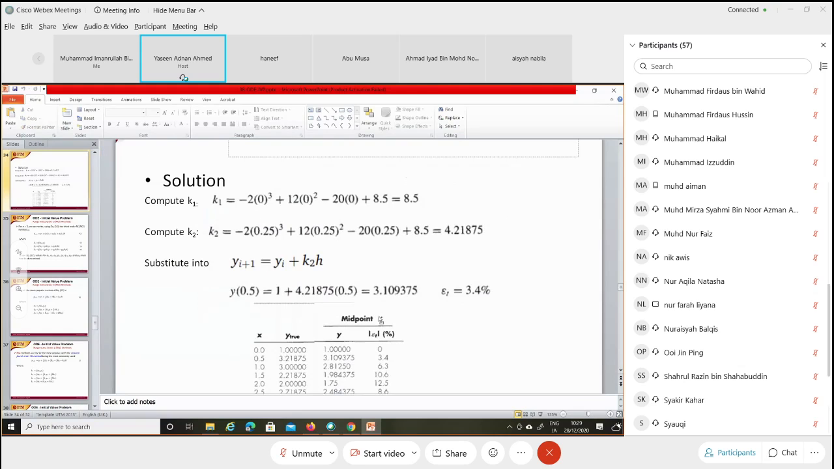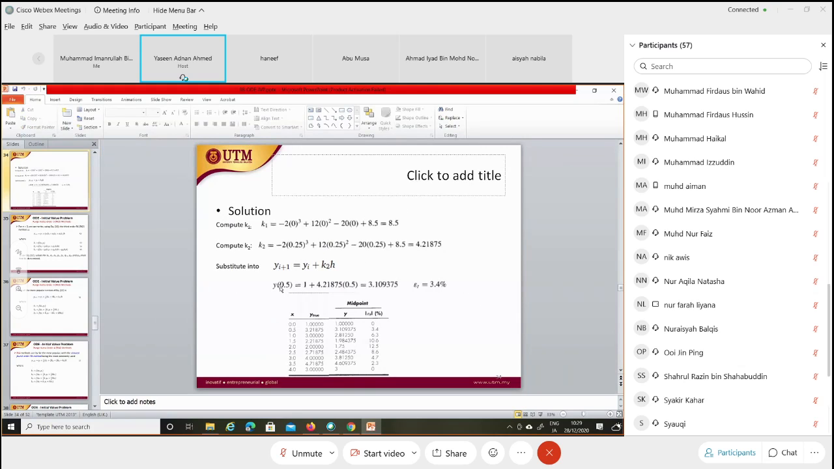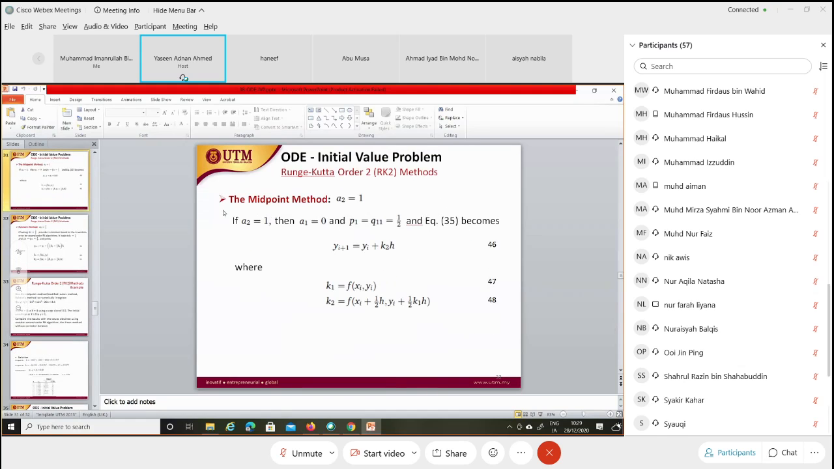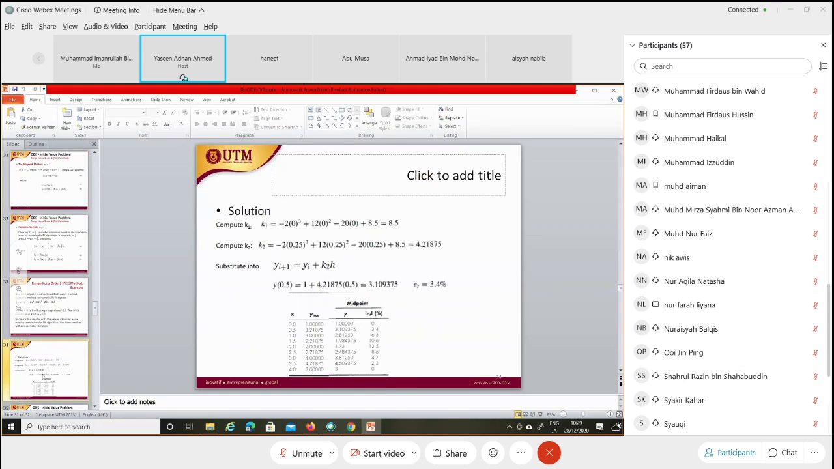As you know, here they consider, which one do they consider, maybe midpoint. So in the solution, you can see the new value will be old value plus k2 h, right? So this is which solution they use. I think they use midpoint here. Whether you use midpoint or anything, you need to use k1 and k2.